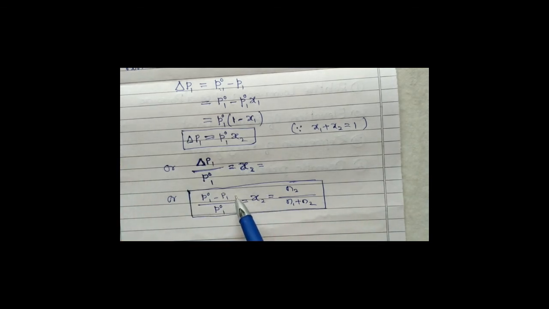So now here you got the ratio of the lowering of vapor pressure, P01 minus P1, divided by the vapor pressure of pure solvent. This ratio is called the relative lowering of vapor pressure. So define relative lowering of vapor pressure: it is the ratio of the lowering of vapor pressure to the vapor pressure of the pure solvent. So this is equal to the mole fraction of the solute.